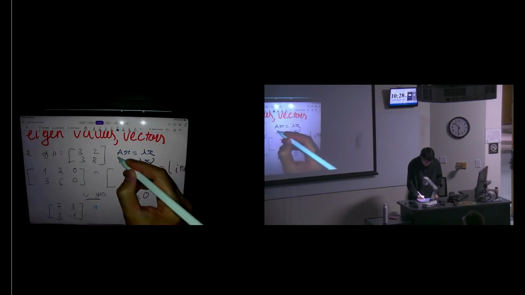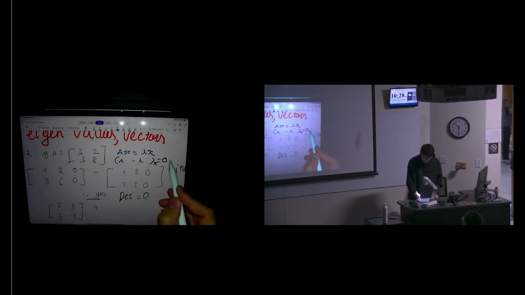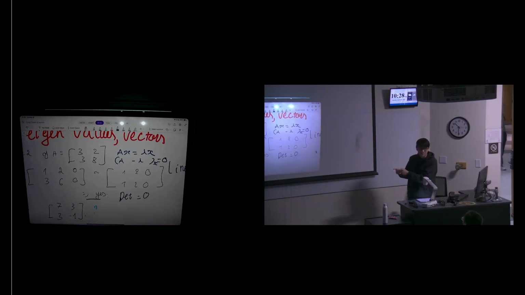If we have Ax equal to lambda x, we can check whether Ax minus lambda x equals 0. If the determinant of this is equal to 0, that means the eigenvalue is in the matrix we want to check.